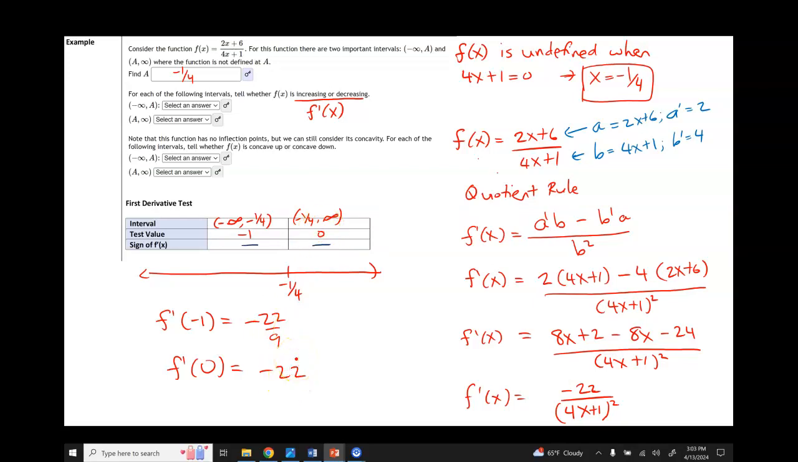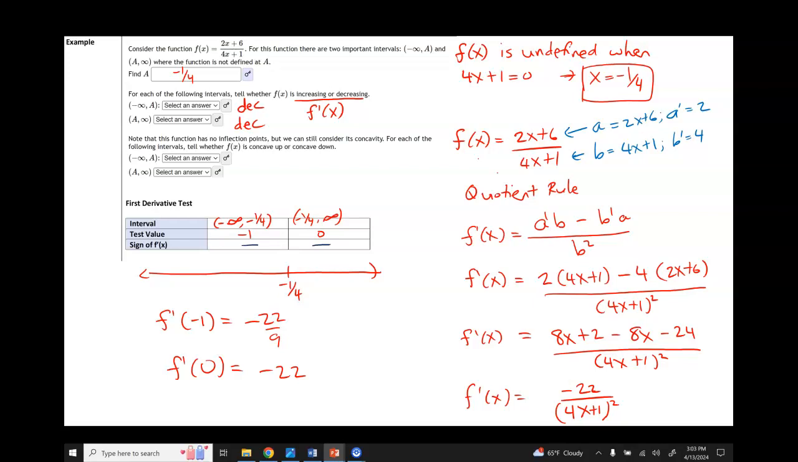Because both of those values are negative, it means that the function is decreasing everywhere. If you were to graph this on Desmos, the function is going to be decreasing everywhere. In no interval is the function going to increase. Okay? So it's decreasing on both intervals.